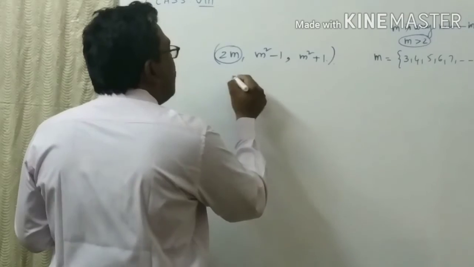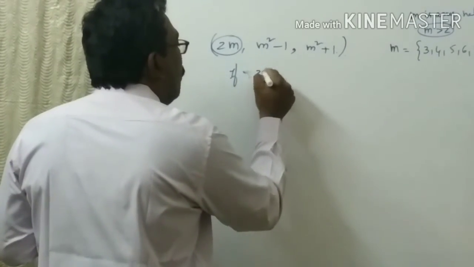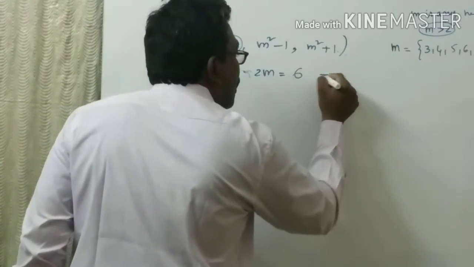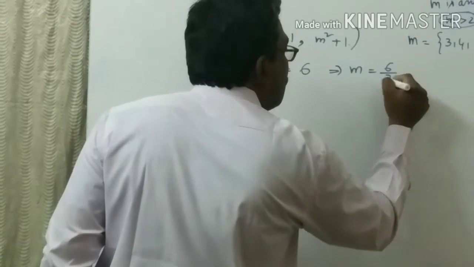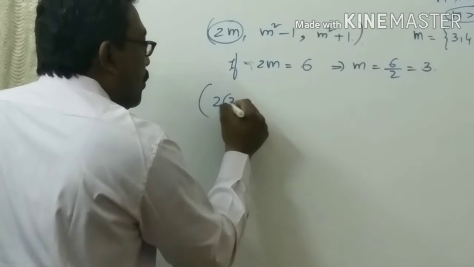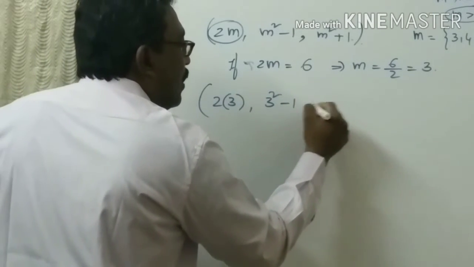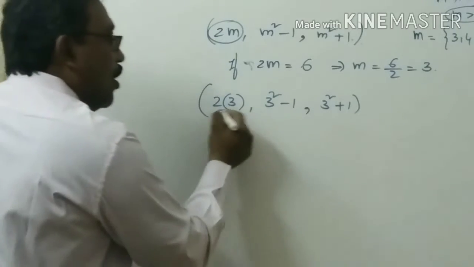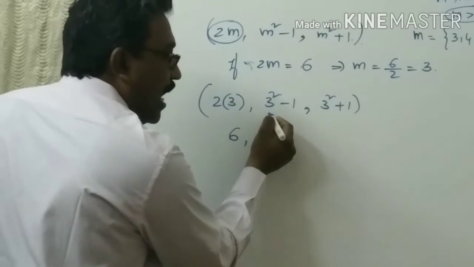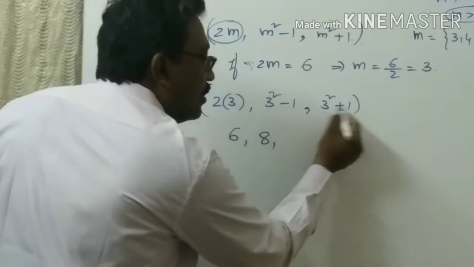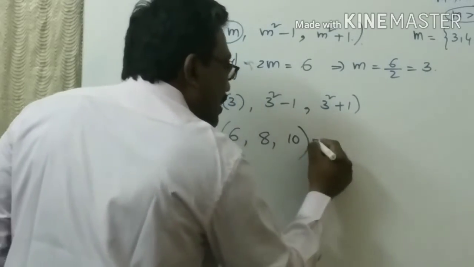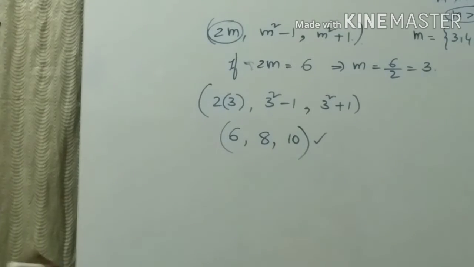Suppose 2m is equal to 6. So m is 6 by 2, that is 3. Now substitute: 2 into 3 is 6; 3 square minus 1, 3 square is 9, 9 minus 1 is 8; 3 square plus 1 is 10. So 6, 8, 10 is a Pythagorean triplet.